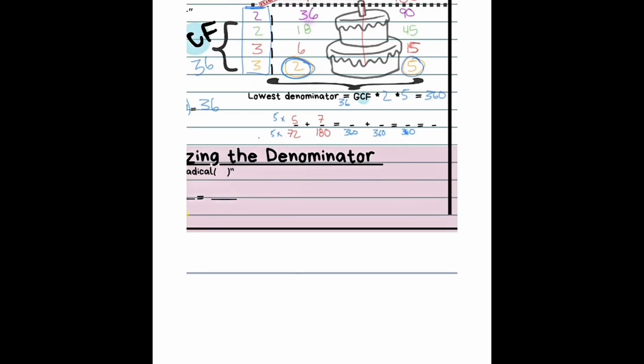So to get 180, we have to multiply by 2. We have to pay this price over here. So 5 times 5 is 25, and 7 times 2 is 14. And now, because they have the same name, we can add them together. 25 of something plus 14 of something is going to be 39 of that something, and we can reduce the 39 and the 360 by dividing both top and bottom by 3, which gives us 13 over 120.